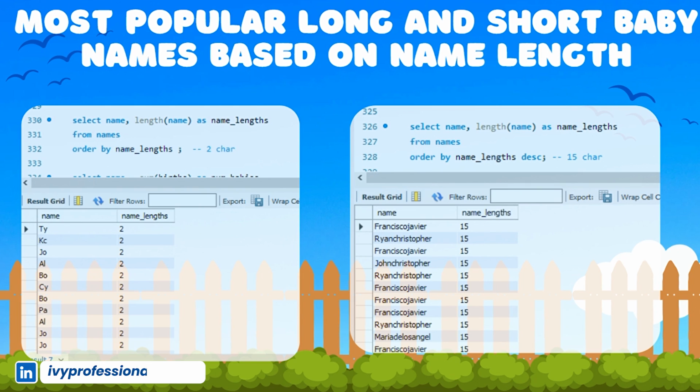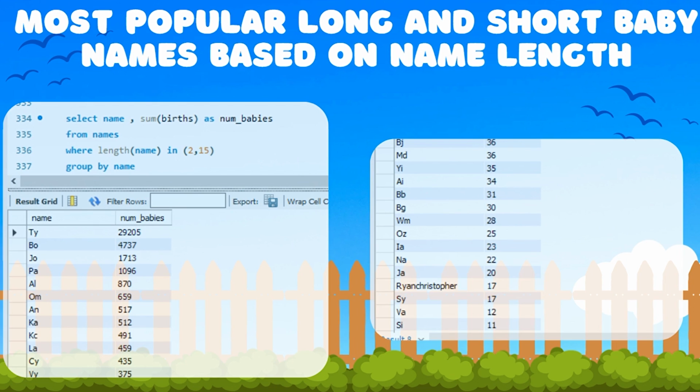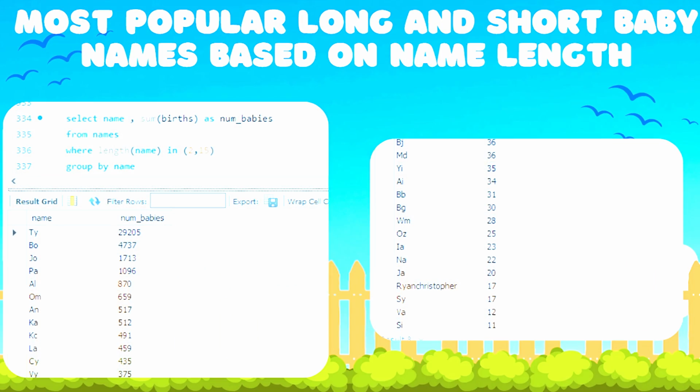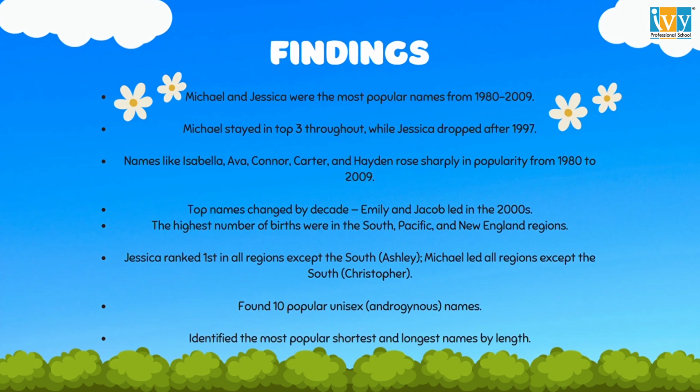Here, the shortest name contains two characters, and the longest name contains 15 characters. Based on that, we found that Ty was the most popular short name and Ryan Christopher was the most popular long name. So these are my key findings, which I mentioned earlier.